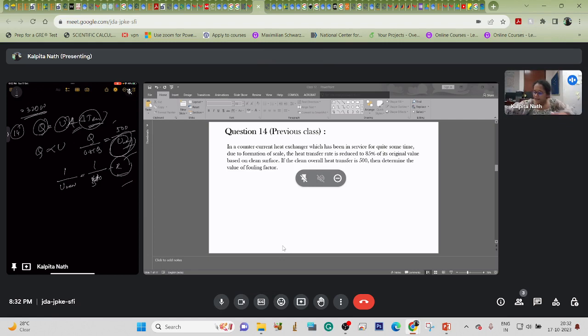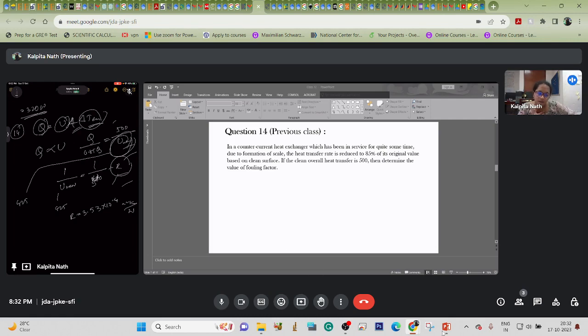Okay, I think we should solve this then. I've already explained it to you. So here, let me give you the values. U new will come out to be 425. So R we can get. R will come out to be 3.53 into 10 to the power minus 4 meter squared Kelvin per watt.